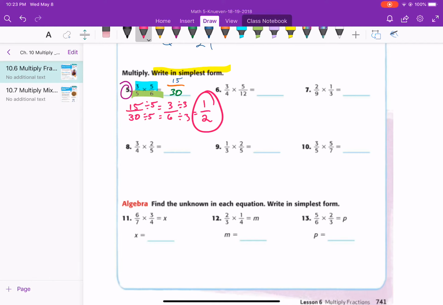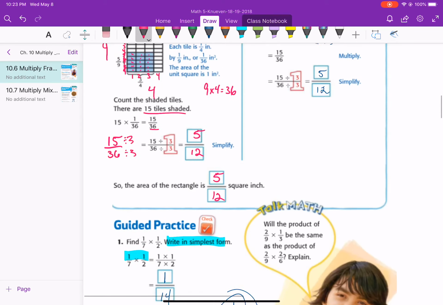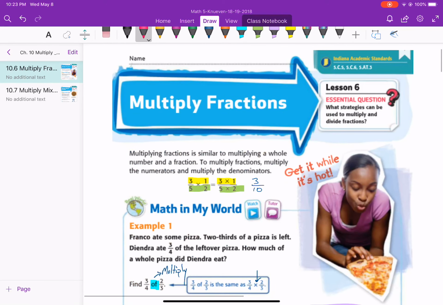I hope this helps explain lesson 10.6, multiplying fractions. Let me know if you have any questions, but please check Canvas for more practice in multiplying fractions.